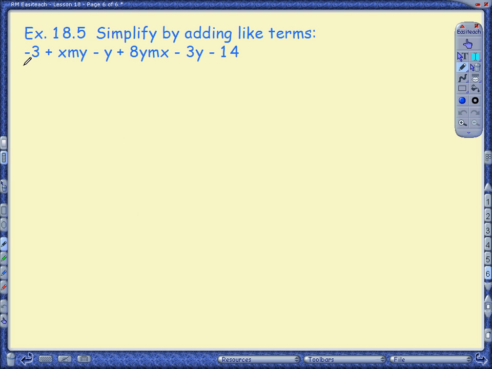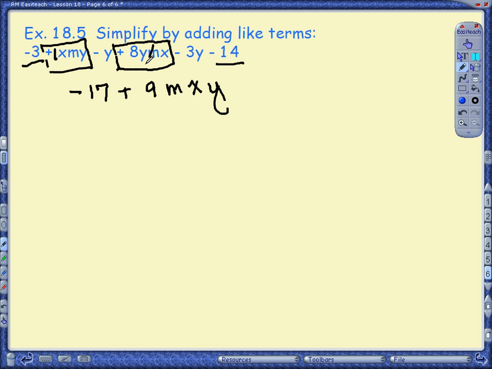Okay, I have a constant here. I'll underline it. I have two constants. Negative 3 plus negative 14 is negative 17. Then I have a positive 1 xmy and a positive 8 ymx. Those are like again, even though the variables are not in the same order. 1 plus 8 is going to equal 9mxy. And again, I like to put my final answers into alphabetical order of the variables.